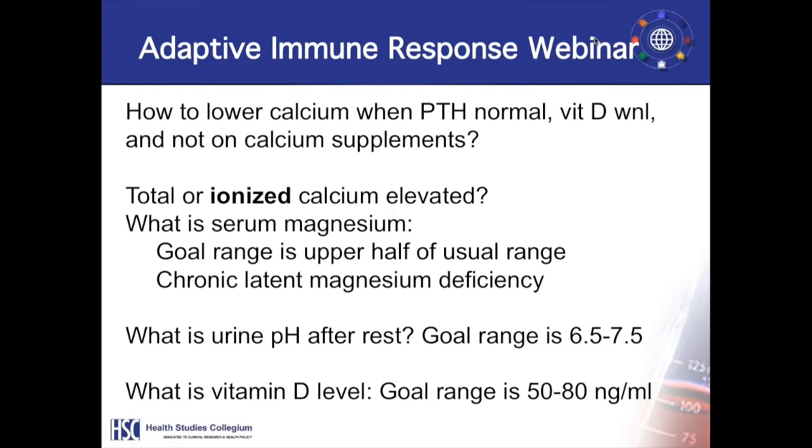So we want to know the ionized calcium to know the truly active calcium. We want to know how that balances out magnesium. We want to know the first urine pH after rest, and we want to know the vitamin D level. And then we'll be able to ask the question of, first, is the calcium really elevated? Second, is the vitamin D really within normal limits? And most importantly, is the calcium to magnesium ratio functioning in a healthful way or in a less than healthful way?